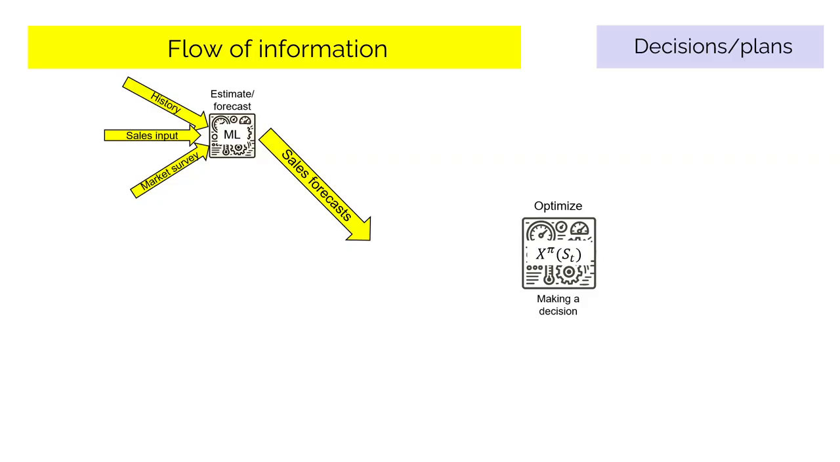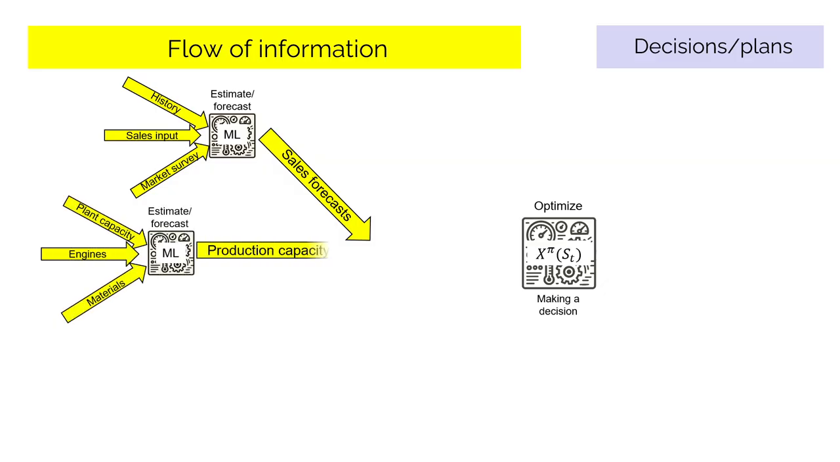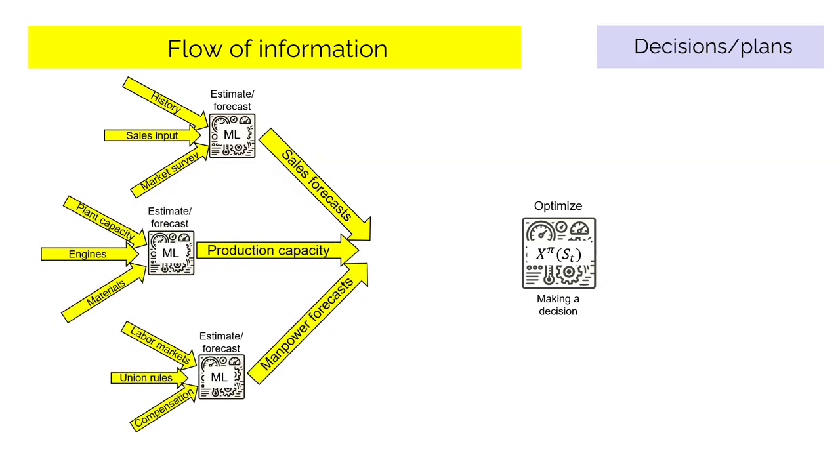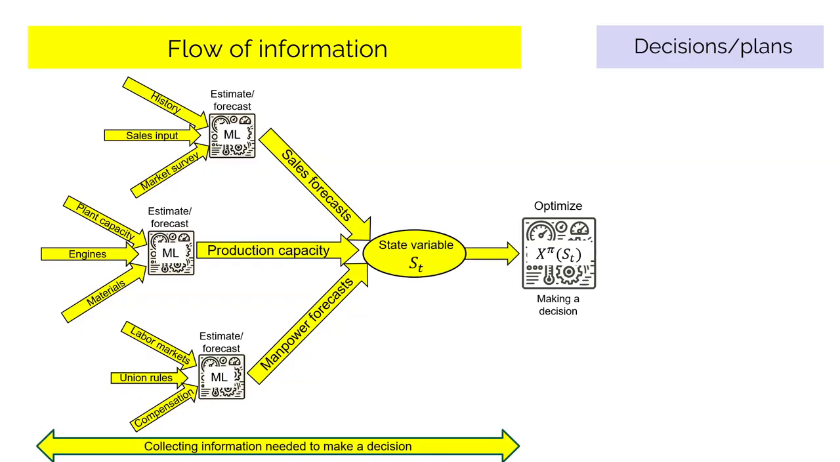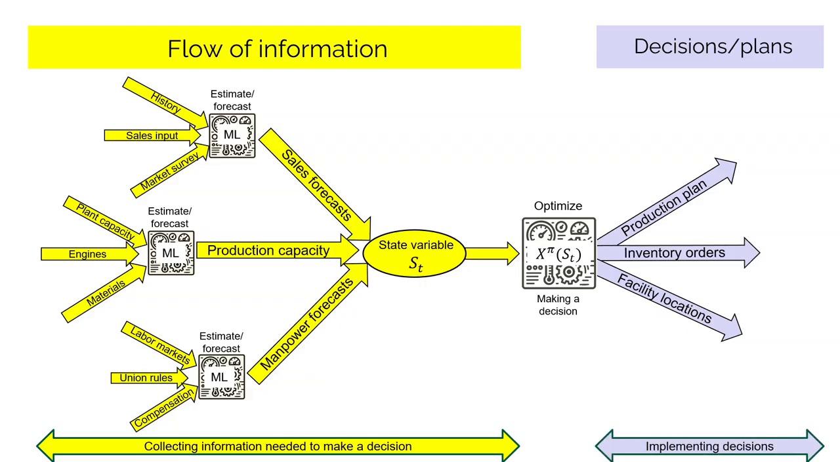Maybe we go through some machine learning for forecasting, and the output is a sales forecast. Then I have things for production capacity with plant capacity and engines. And by the way, the same thing with the people. And these all come together, possibly with the help of machine learning, to estimate things to create my state variable. Now, this is the information that goes into the engine that makes decisions. And then out of that engine come my decisions.